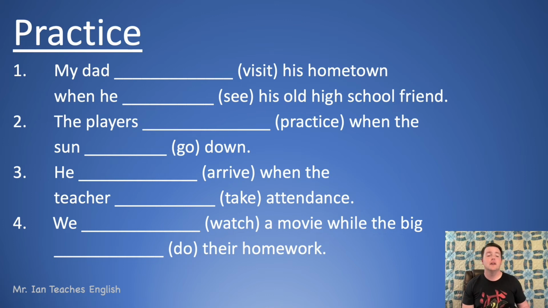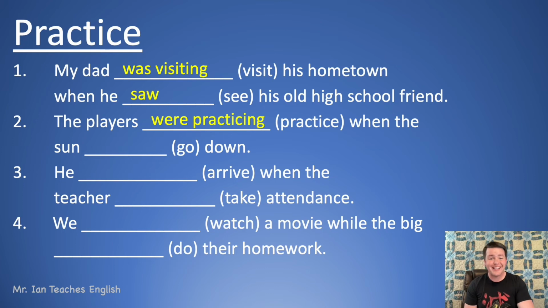All right, let's go. Number 1, my dad was visiting his hometown when he saw his old high school friend. So here, visiting the hometown took time, and it was interrupted by seeing his old friend. Two events happening at the same time. One interrupts. The interrupting event is just used in the simple past. Number 2, the players were practicing when the sun went down. All right, so here, same idea. The players were practicing. During that time, the sun went down.